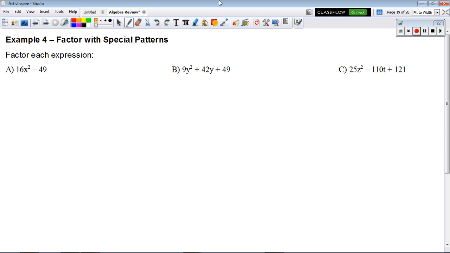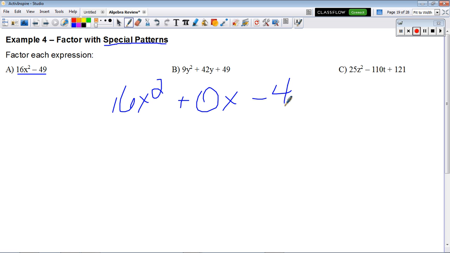So as we move on to some other things that are similar to example 2 with special patterns, notice with part A here I have a difference of two squares again. So this would be 16x squared. Once again, the middle's missing, so it's really plus 0x minus 49.